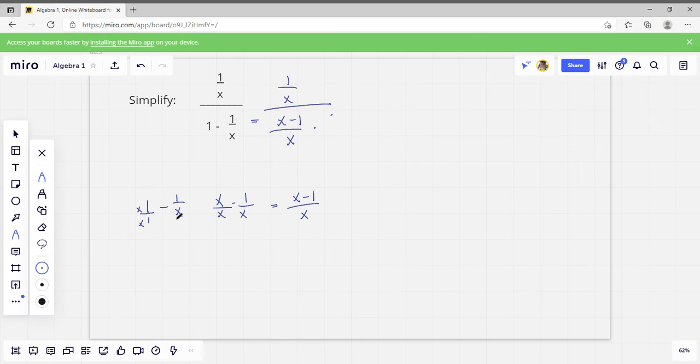Now we're going to flip this. These are going to cancel. These x's will cancel, and we'll get 1 over x minus 1. And that's the answer to that one.